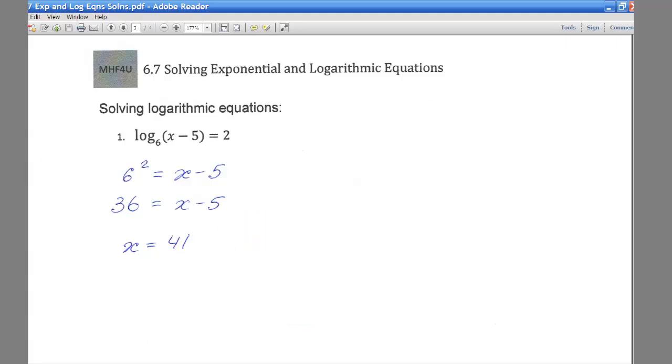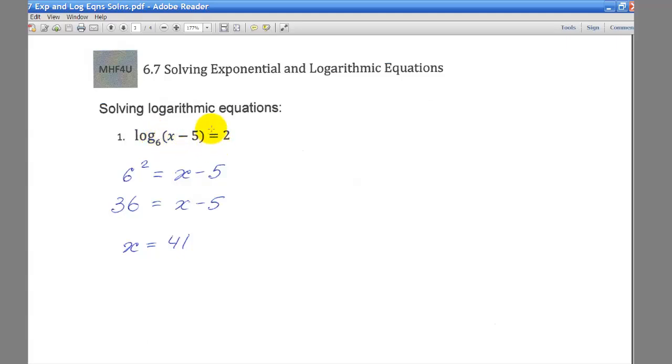So, except exponential equations, we also have logarithmic equations. Let's look at the simpler one. Log 6 of x minus 5 equals 2. For log equations, you have to remember the setup of the log expression. 6 is the base, x minus 5 is the answer, and 2 is the exponent. I raised my 6 to the exponent 2 to get the answer x minus 5.